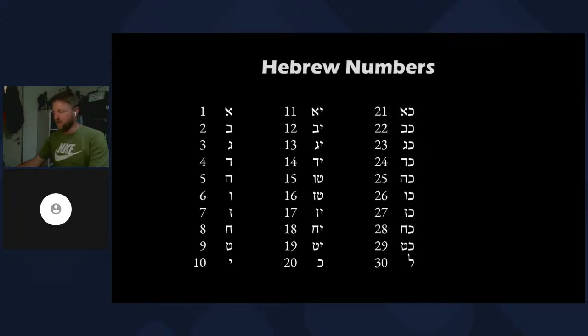So if Kaf is 20, then Kaf Aleph is 21, Kaf Bet is 22, Kaf Gimel, Kaf Dalet, Kaf Hey. There's no contradiction here with using Hey and Vav because Ko and Ku are not names of God, so it doesn't matter. 30 is Lamed. And then you do it again, Lamed Aleph, Lamed Bet, Lamed Gimel.